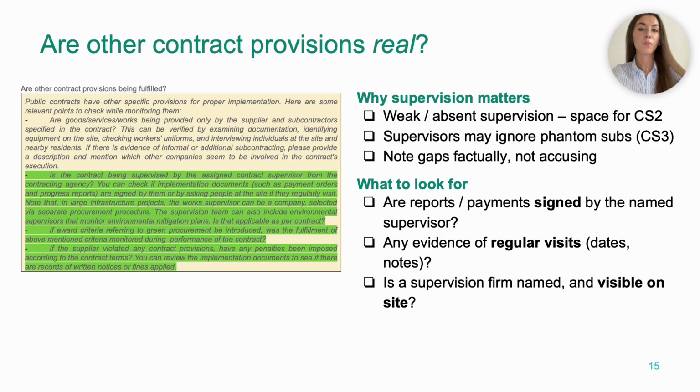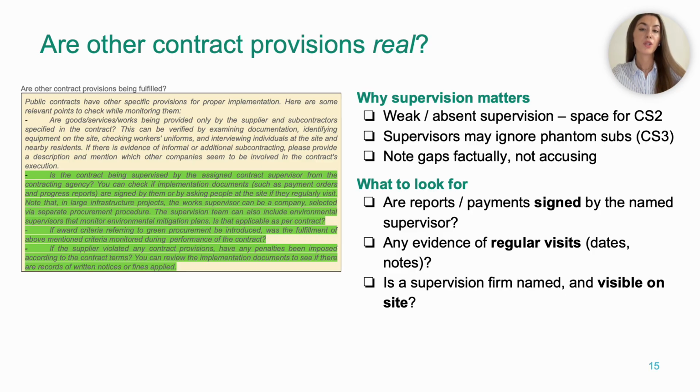And if a supervision company is named, whether you actually see their logo on site or on reports is important as well. So when you see no signatures from the supervisor, only one report at the very end, or reports that look copy-pasted, you describe this briefly. This is a control weakness that affects all three schemes.